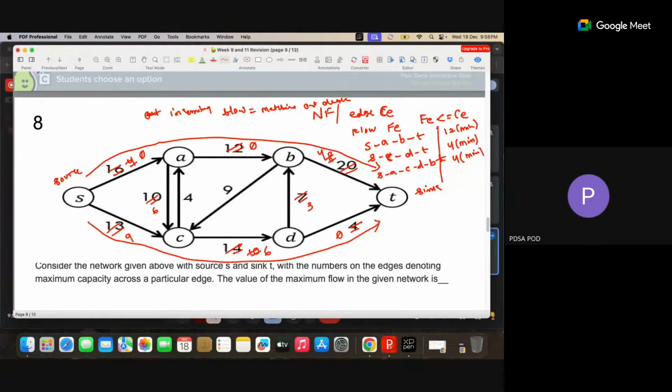Is any more flow allowed? Yes. What are the other paths? S to C, then C to D, D to B, and B to T. So what is the minimum? 3 is the minimum allowed, because here is a 3 and it will become 0. So along S to C, C to D, D to B, and B to T, this one will become 1, this one will become 3, and this one will become 6.